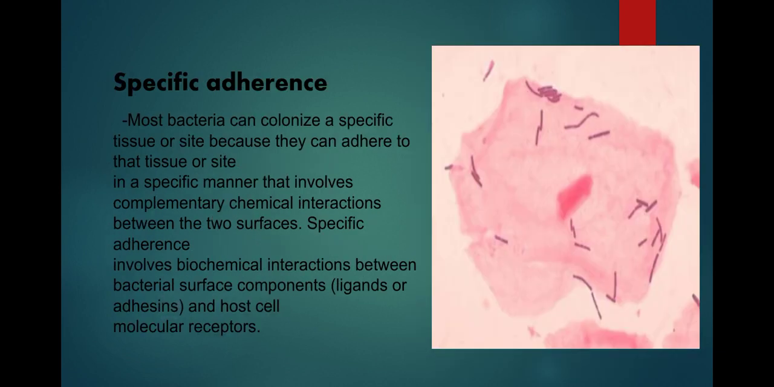The third one is the specific adherence. Most bacteria can colonize a specific tissue or site because they can adhere to that tissue or site in a specific manner that involves complementary chemical interactions between the two surfaces. Specific adherence involves biochemical interaction between bacterial surface components, the ligands or adhesins, and host cells' molecular receptors.